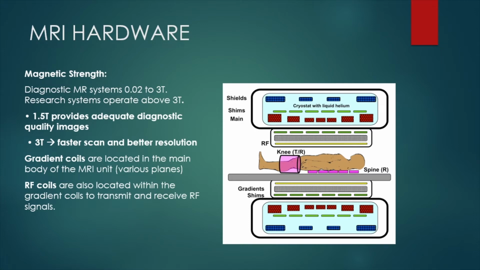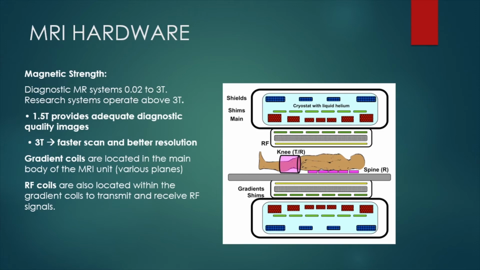So the magnetic strength of the diagnostic MR systems is 0.02 to 3 Tesla units, and the research systems can operate even above 3 Tesla. What we commonly use is 1.5 Tesla and 3 Tesla. 1.5 Tesla provides adequate diagnostic quality images, whereas 3 Tesla provides a faster scan and better resolution.